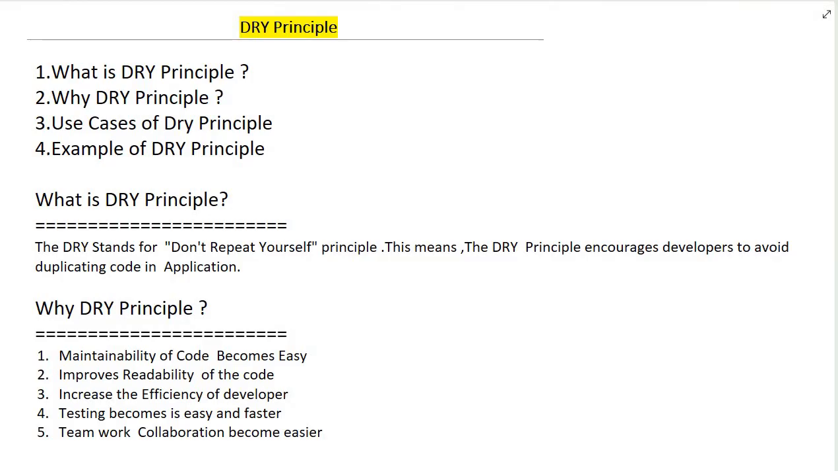Let's discuss why the DRY principle is important. All right, now let's talk about why this is crucial and why we should bother applying DRY. Here are some key reasons to know and apply the DRY principle during development. Whenever you apply the DRY principle, it is easier to maintain the code, and it improves the readability of the code. It also increases the efficiency of the developer, and testing and team collaboration become easier. Let's discuss each part in depth.